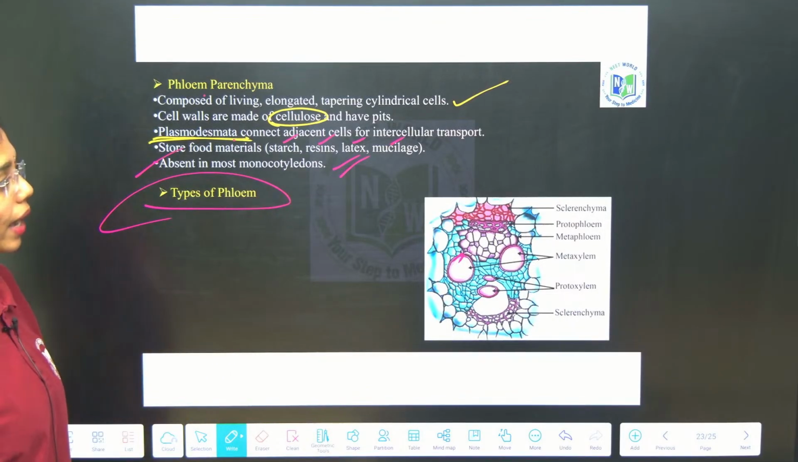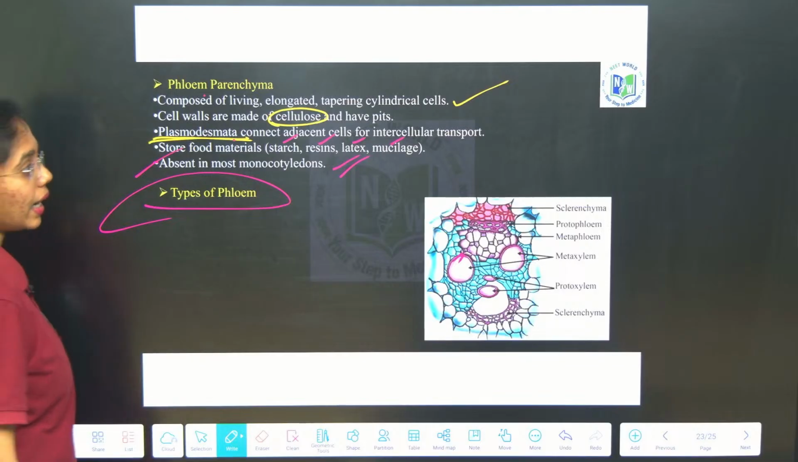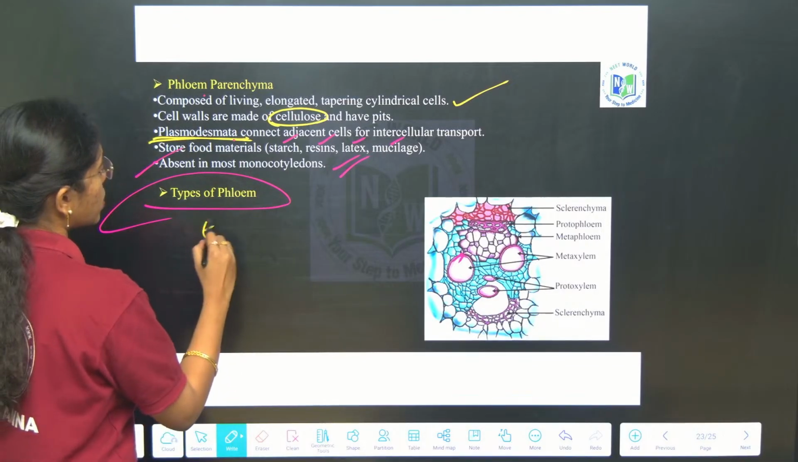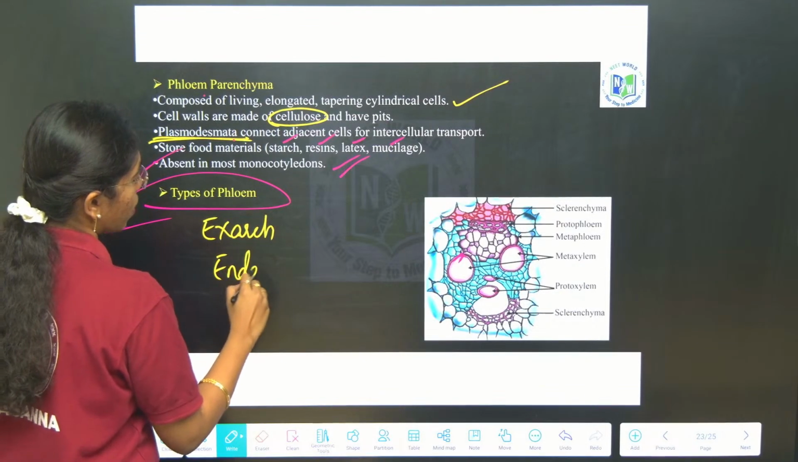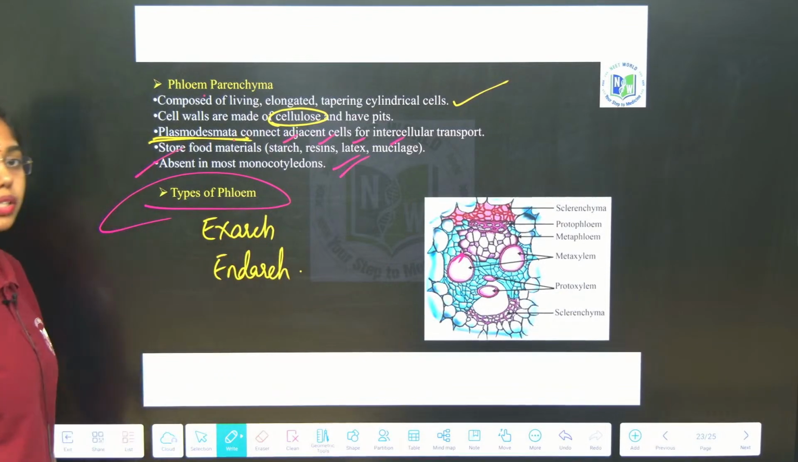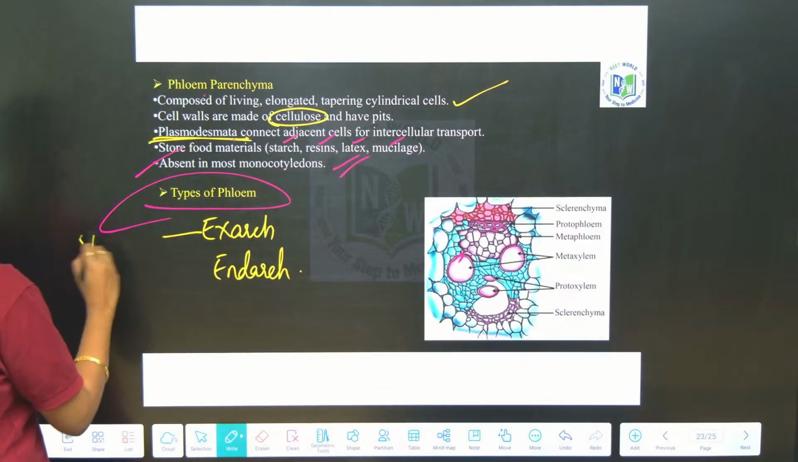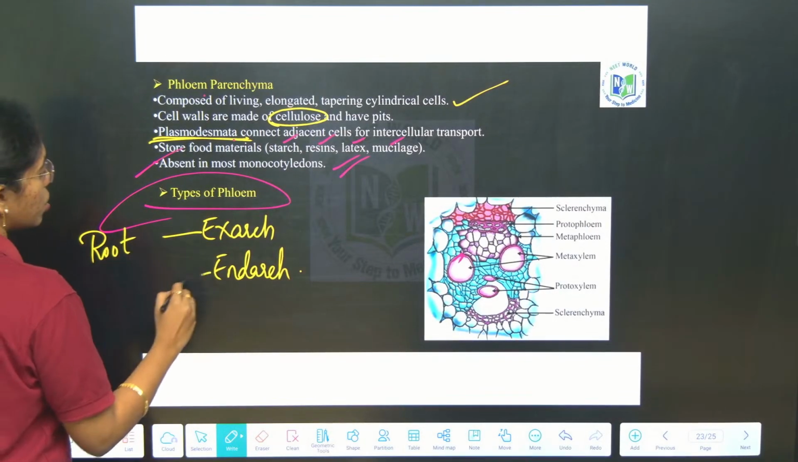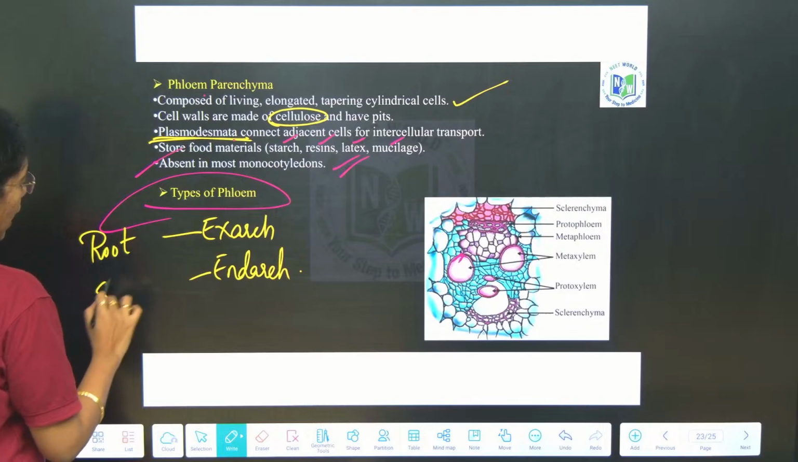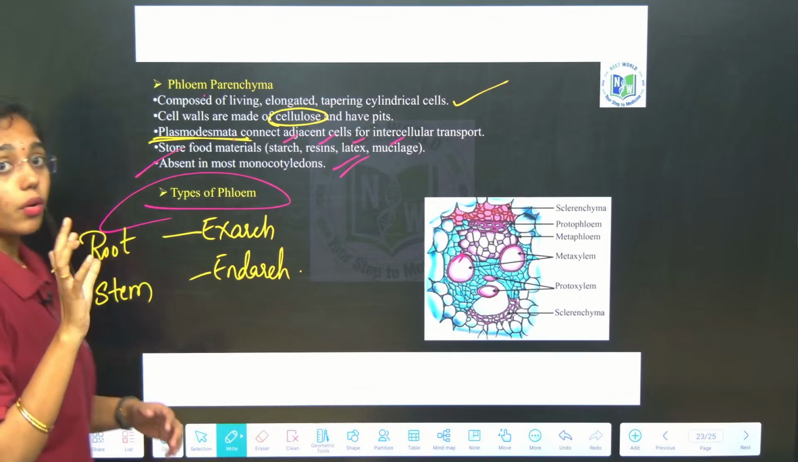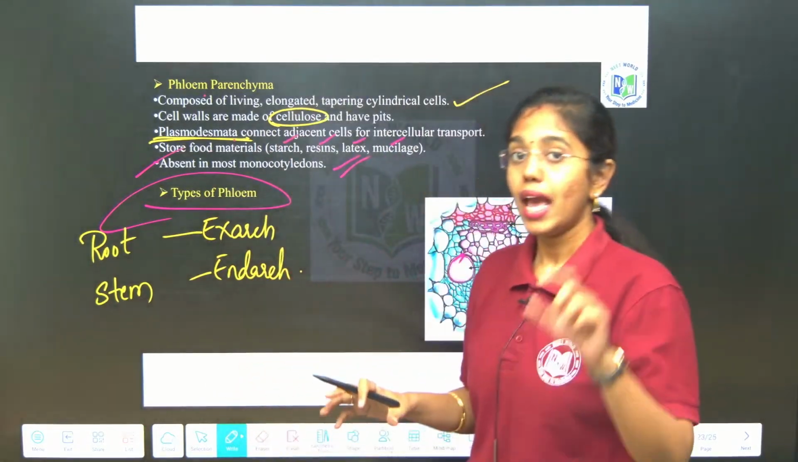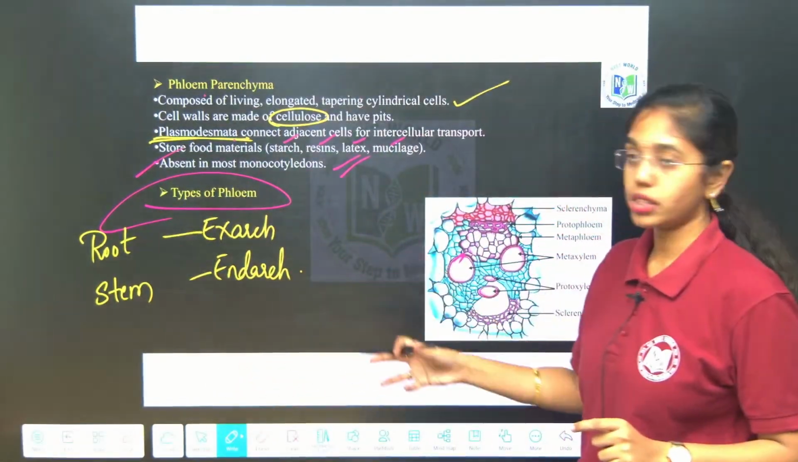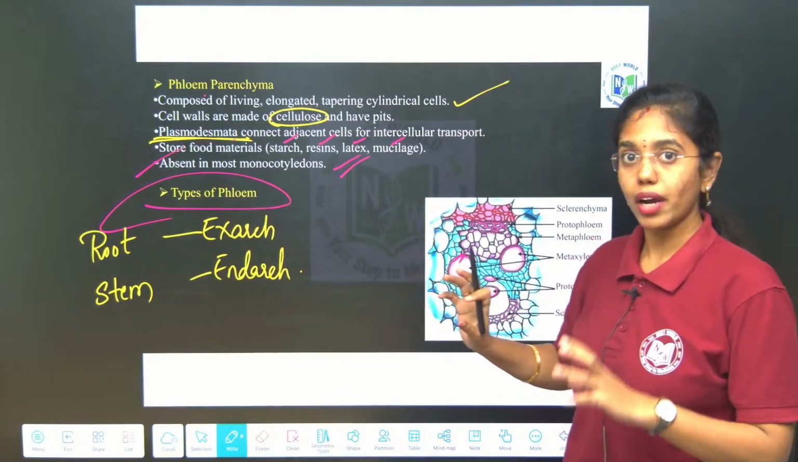Now, types of phloem. Phloem again has two types, exarch and endarch condition. Exarch you will see in roots. In roots you will observe exarch condition. In stem you will see endarch condition. Same as what you observed in xylem, that is exarch and endarch condition. Exarch in roots and endarch in stem. Same is the case you will observe for phloem.